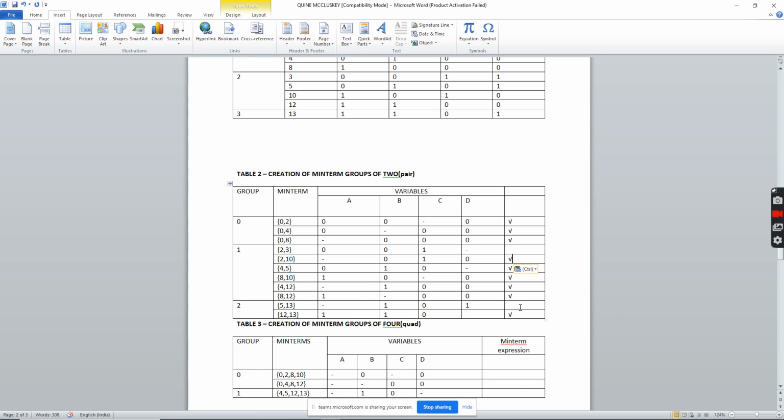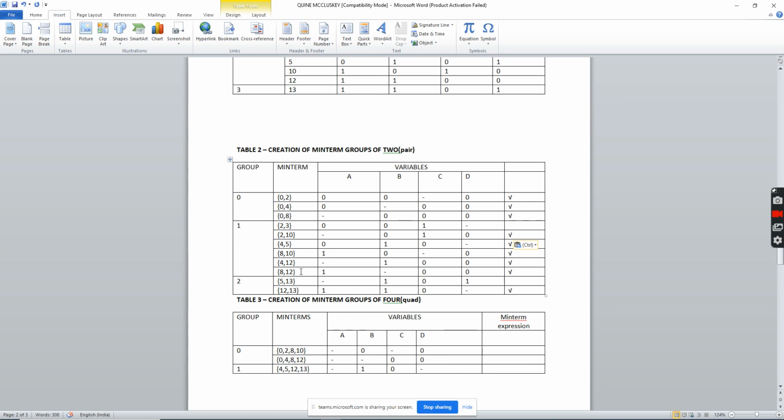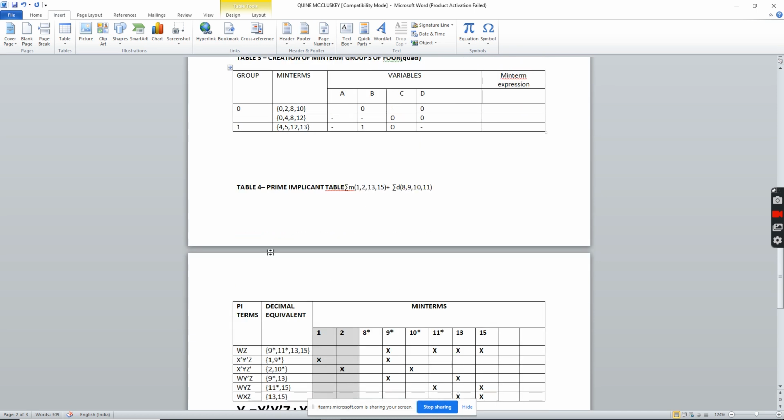5 and 13, where has it been covered? Third one, 4, 5, 12, 13. Yes, even this is covered. So one tick here. So next one will be the prime implicant table.